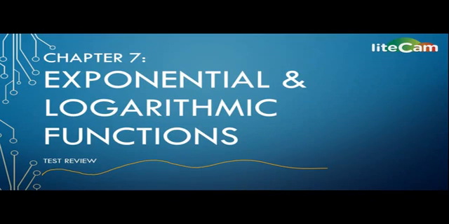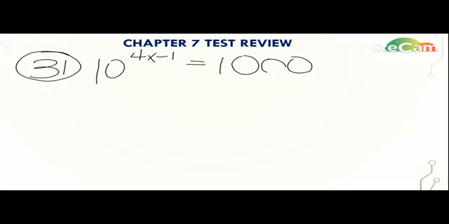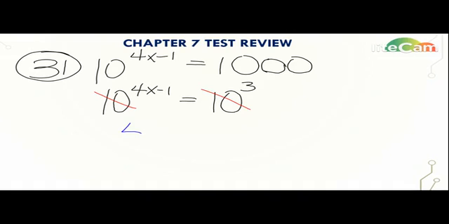Okay, the video that we're watching now is part of the Chapter 7 test review, and we're going to do all of the equations that require us to solve for x using exponentials or logs. And in this case, we really just need to convert everything to an exponential. In other words, I'm writing everything as an exponential. Remember that if I make the bases the same, then I can actually ignore these two 10s and just set 4x minus 1 equals 3.